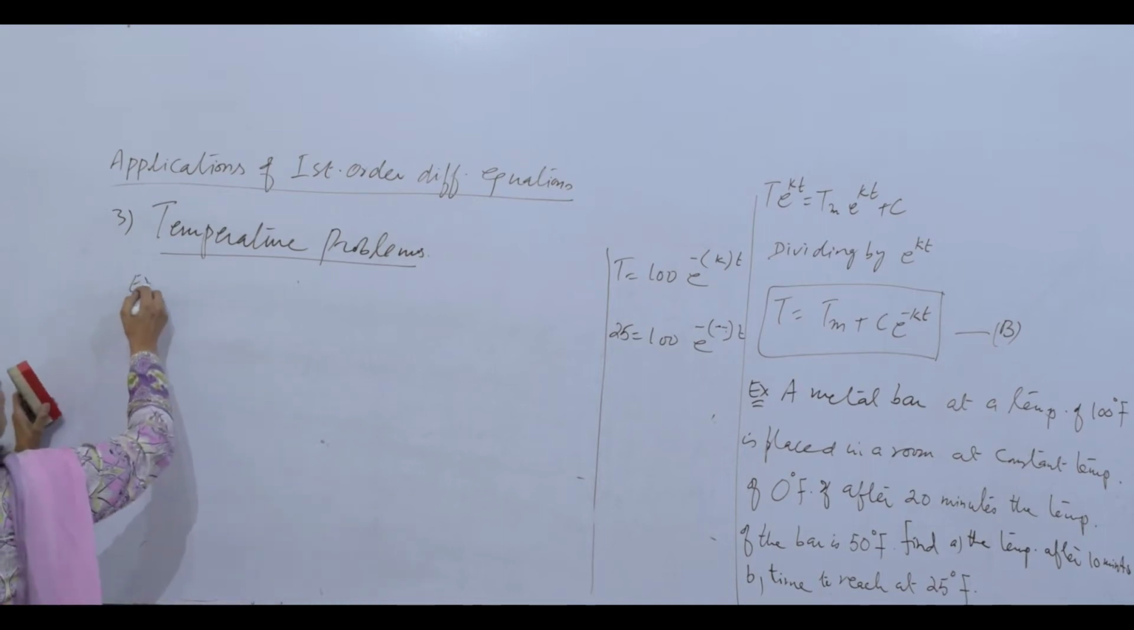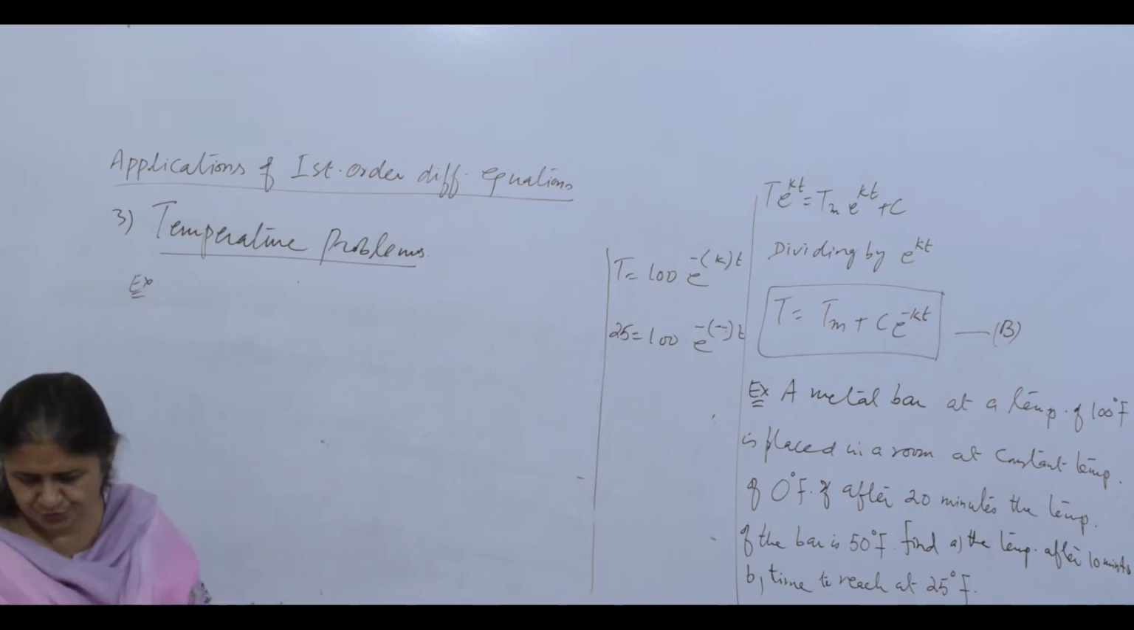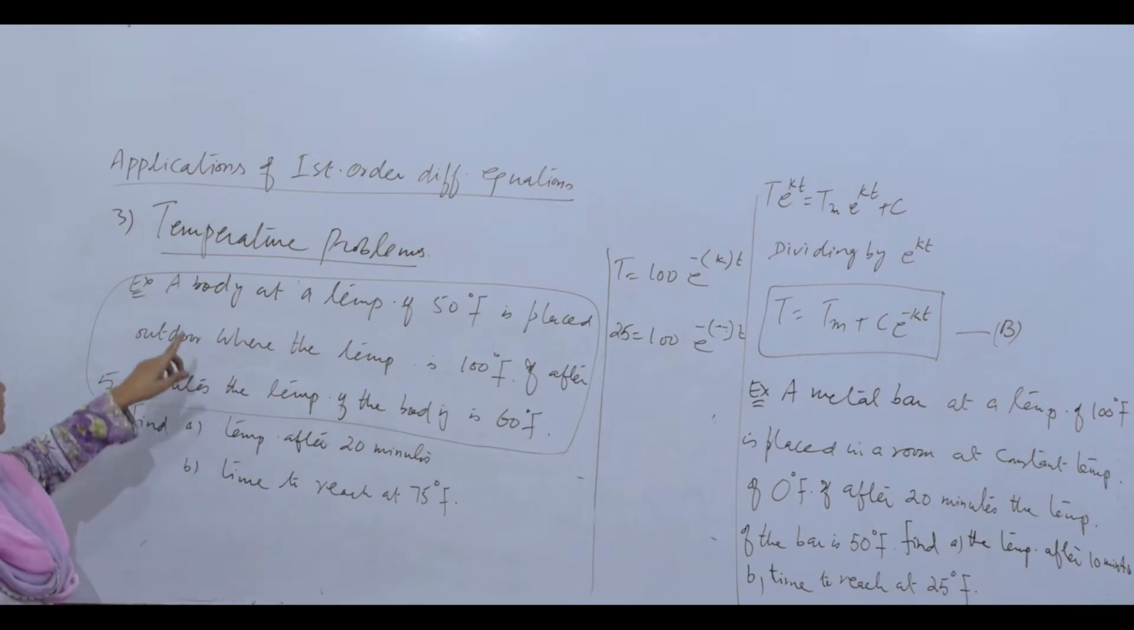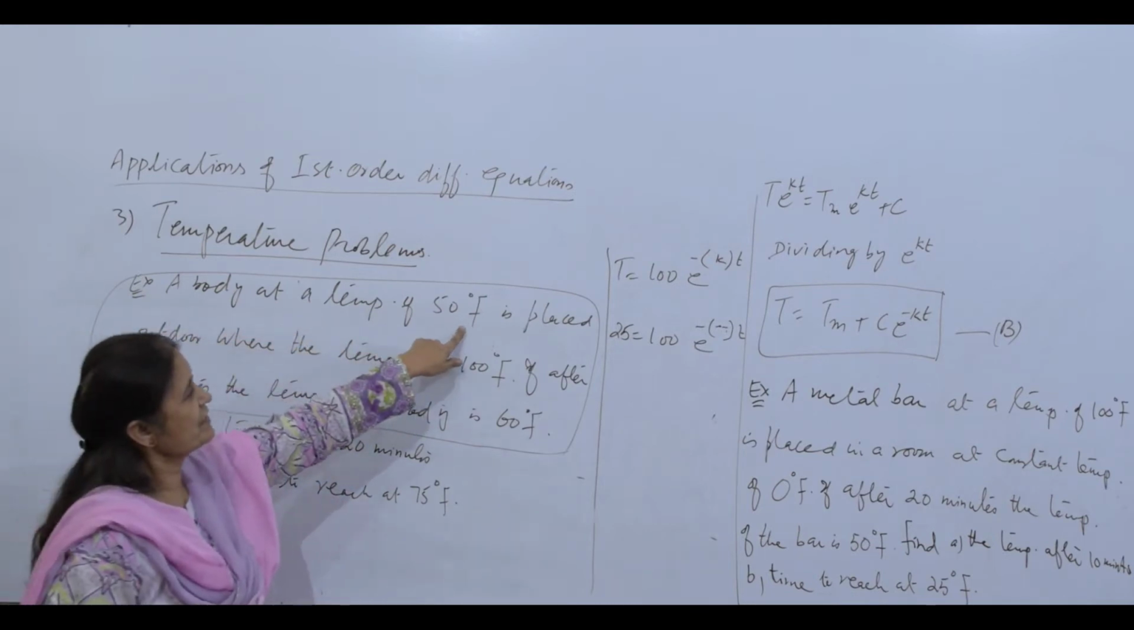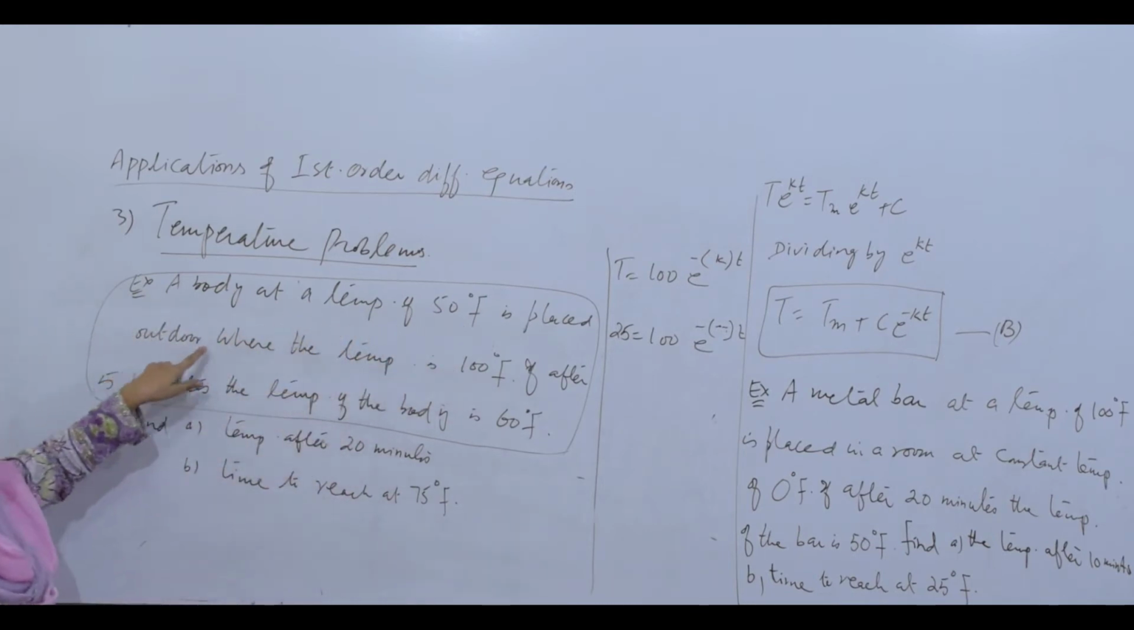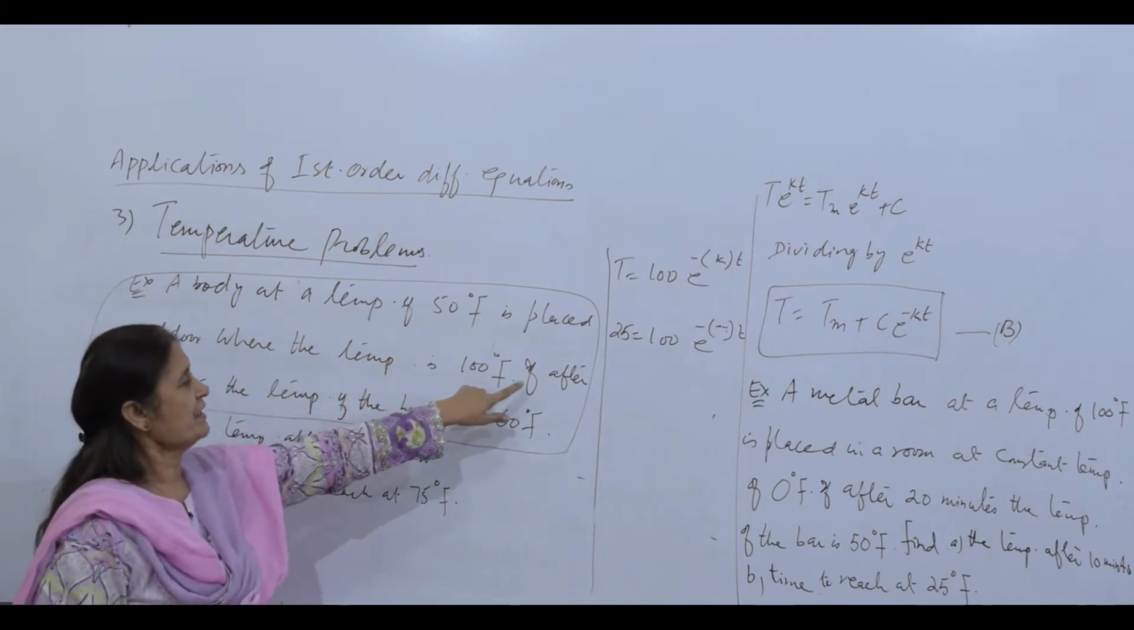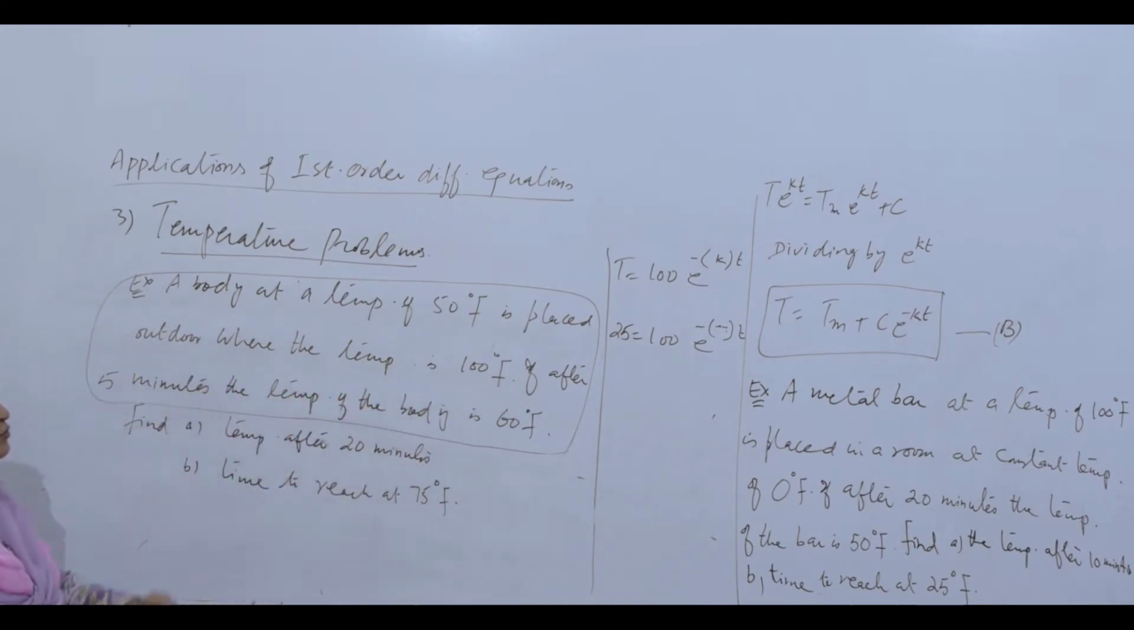Example number 2. A body at a temperature of 50 degrees is placed outdoors where the temperature is 100 degrees Fahrenheit. If after 5 minutes the temperature of the body is 60 degrees Fahrenheit, find these two.